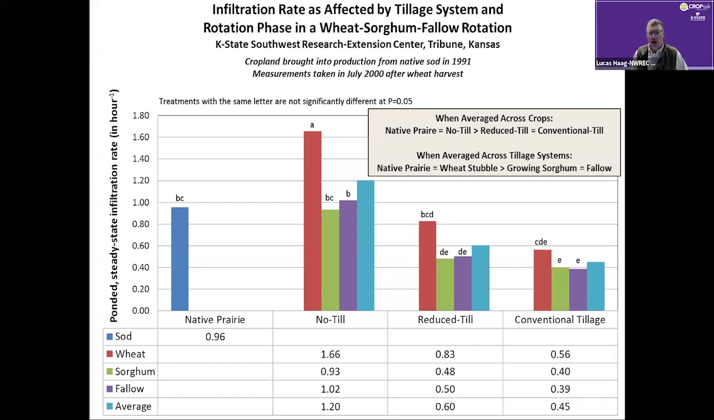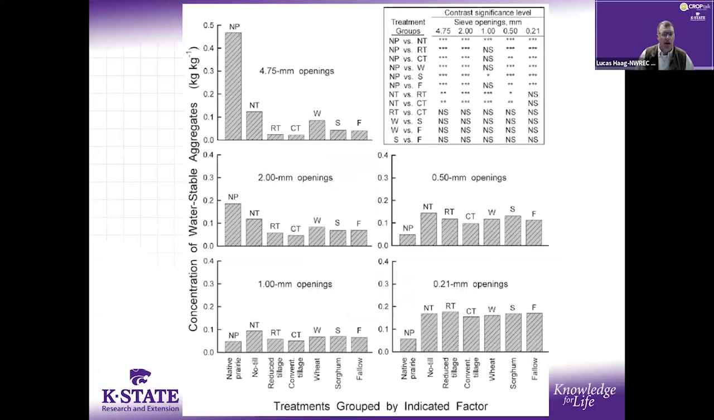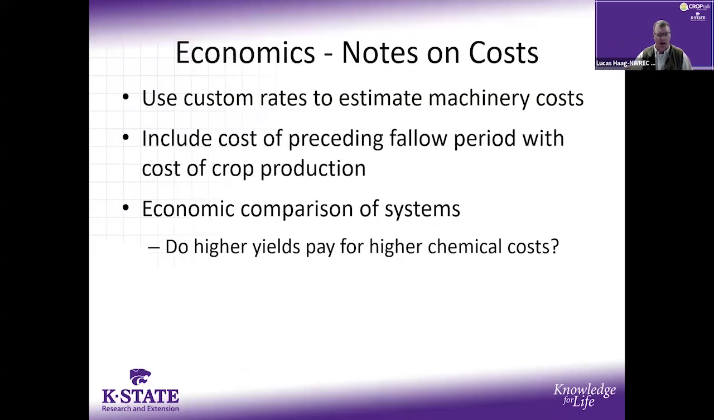Okay, what drives infiltration? Let's see, there we go. We won't spend a lot of time on this, but in general, it's aggregate stability. Having that long-term no-till gives us a higher percentage of larger soil aggregates, which improves our infiltration rate. We won't go into a lot more depth on that, but that's what's driving that piece of it.